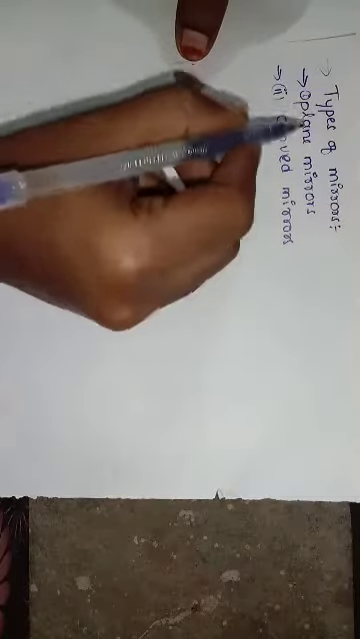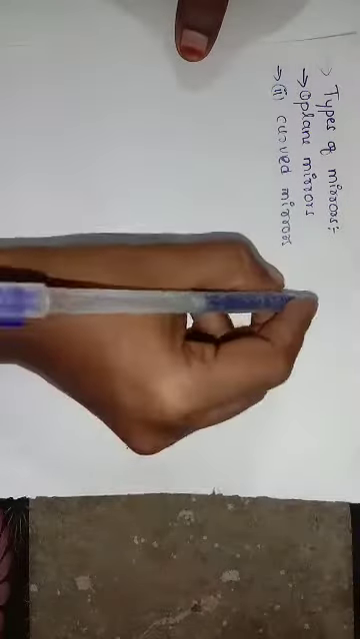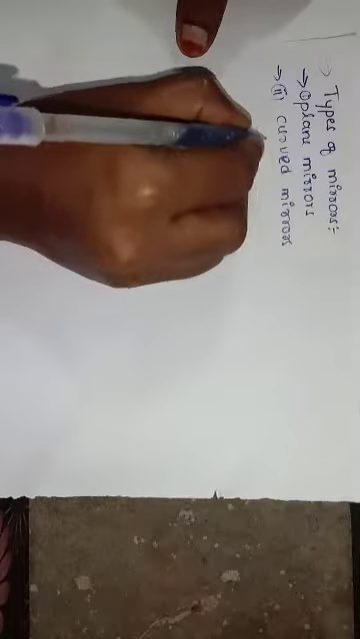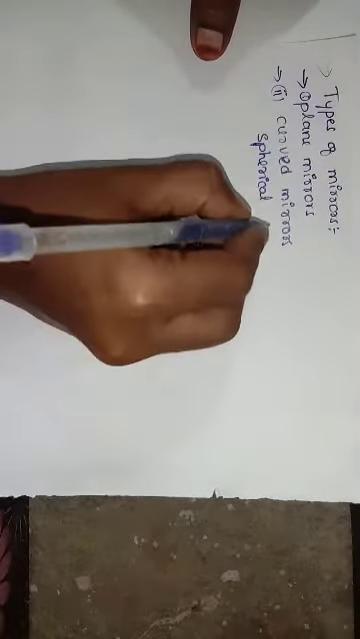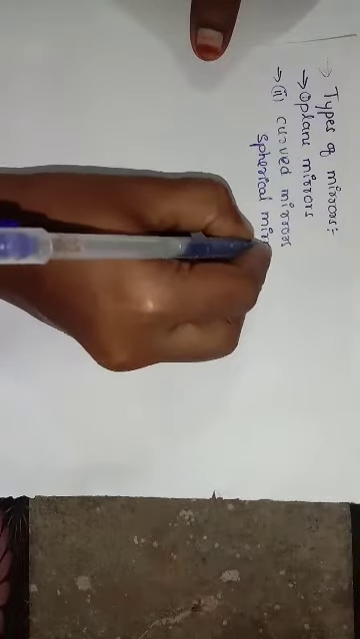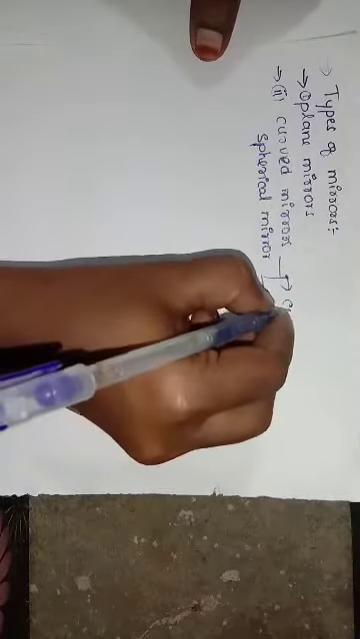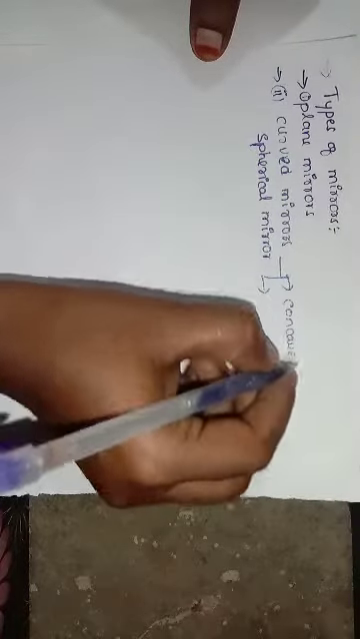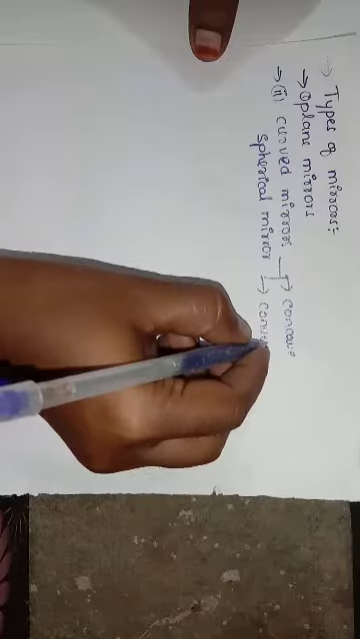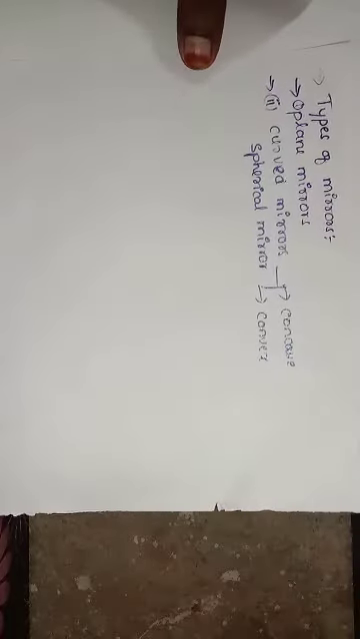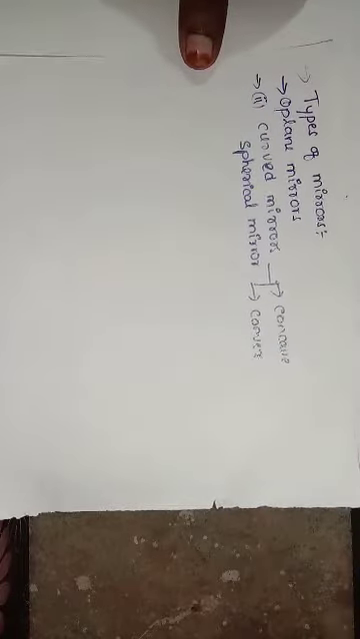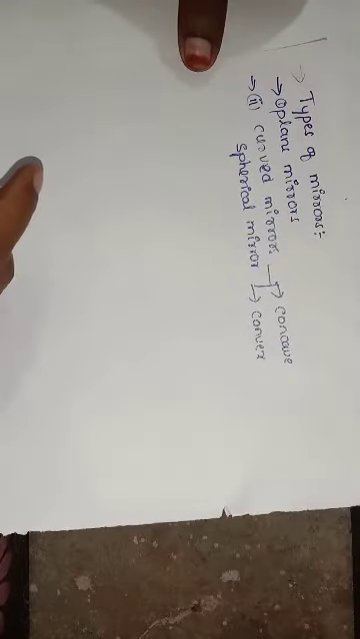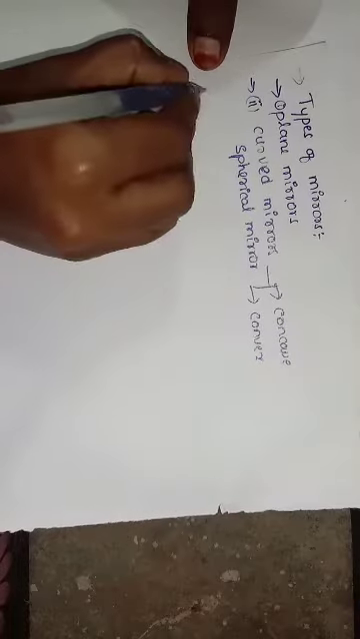Two types of mirrors are there: plane mirrors and curved mirrors. Curved mirrors are also called spherical mirrors. These are of two types: concave and convex mirrors. These concave and convex mirrors are called spherical mirrors, right? Why are these called spherical mirrors?